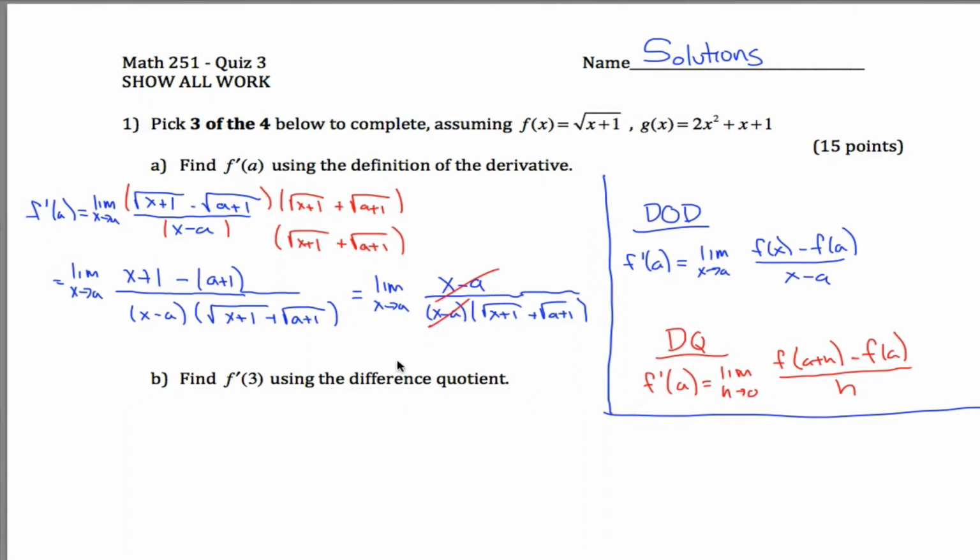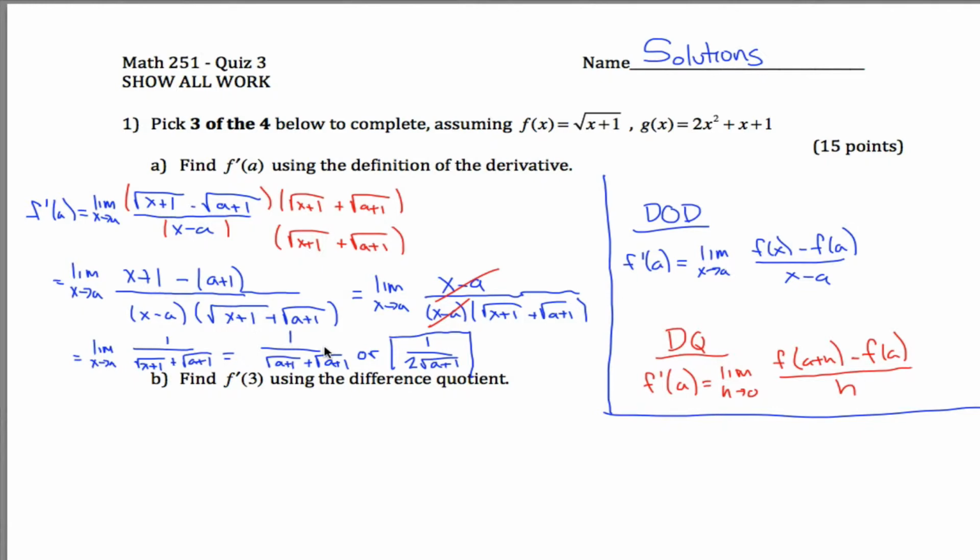X minus a, those cancel out. That's awesome. Because now all I'm left with is the limit as x approaches a of 1 divided by the square root of x plus 1 plus the square root of a plus 1. This is a limit I can evaluate. I can change all my x's into a's. If I did, I'd get 1 divided by the square root of a plus 1 plus the square root of a plus 1. In other words, 1 divided by 2 of these square root of a plus 1 things. Something like that.